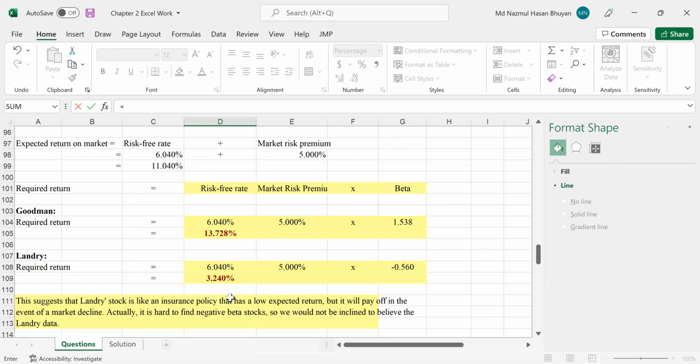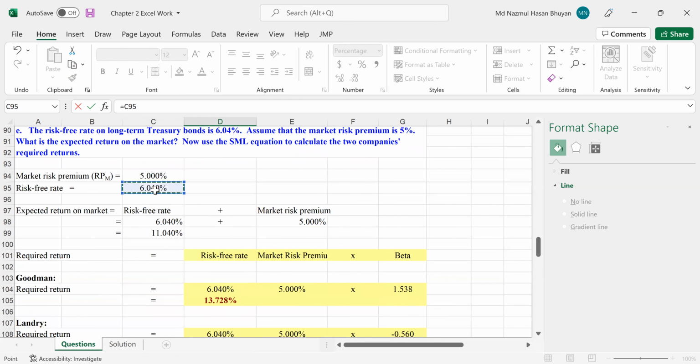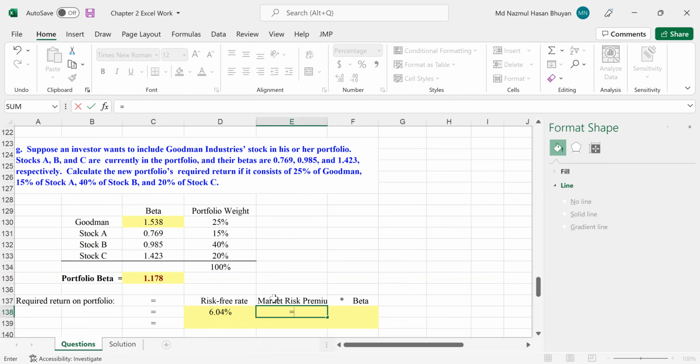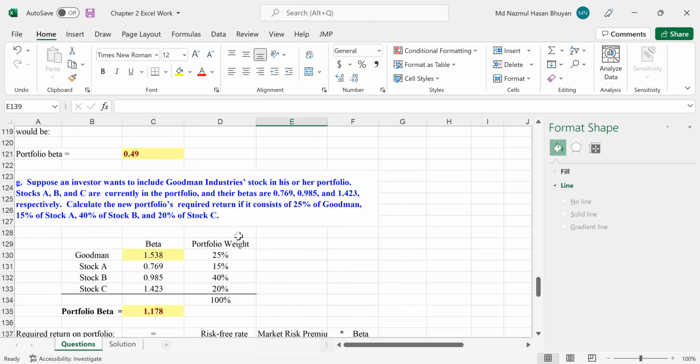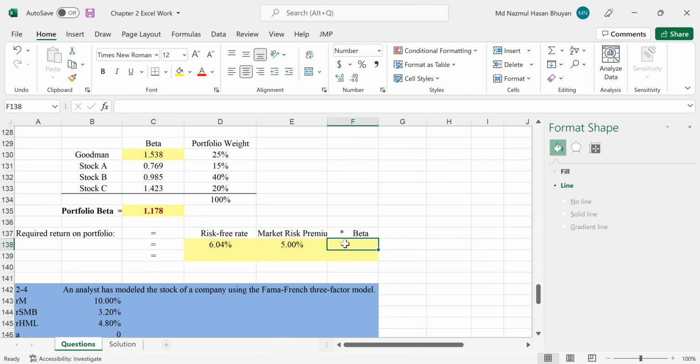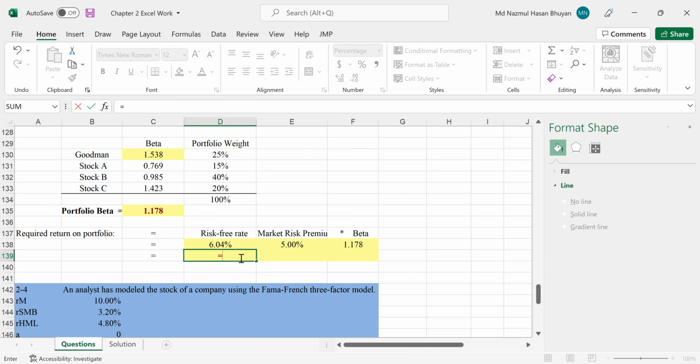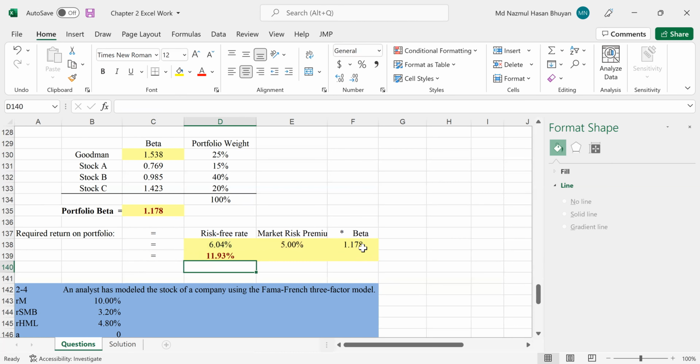Now let us calculate required return on this particular portfolio. So here our risk-free rate is 6.04%. Market risk premium is 5%. Then beta is 1.178. So now let us calculate: risk-free rate plus market risk premium times beta. So our portfolio required rate of return is 11.93%.